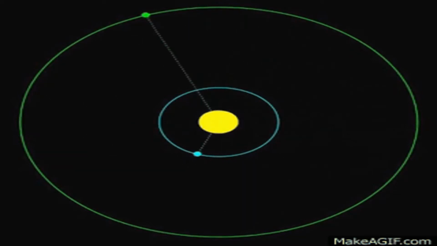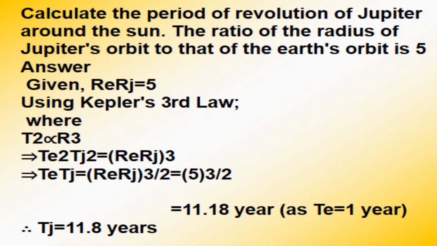Alright? Okay, so let's take a look at the planet Jupiter. Here is the mathematical application of Kepler's third law in calculating the revolution of Jupiter around the sun. Based on this mathematical calculation, Jupiter takes about 11.8 years to complete one revolution around the sun.